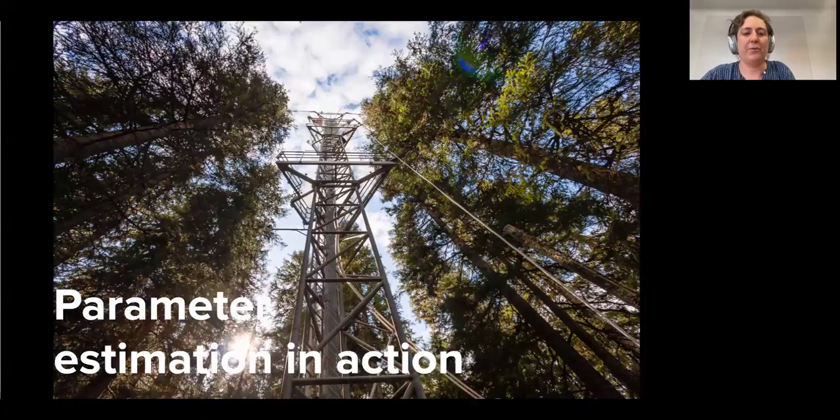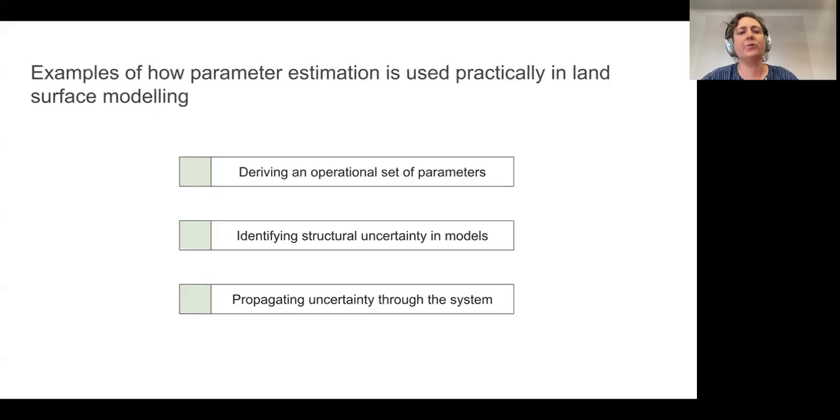So let me give you a few examples of parameter estimation in action. In general, I see three ways that parameter estimation is used. The first is to derive an operational set of parameters. The second is to help identify structural uncertainties in the model. And the third is to propagate the uncertainty through a system. In the interest of time, I'll just tackle the first two.